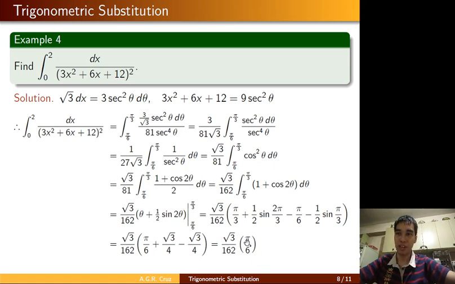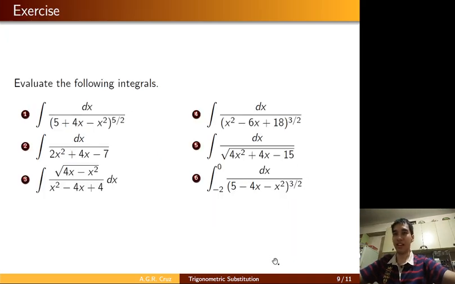Tapos when you simplify, you get pi square root of 3 divided by 6 times 162. Ang 162 times 6, that should give you 972. Okay? So that's pi square root of 3 all over 972. Okay, so that's it. Let's conclude part 2 with this set of exercises. So again, for practice, I really suggest you answer these exercises.